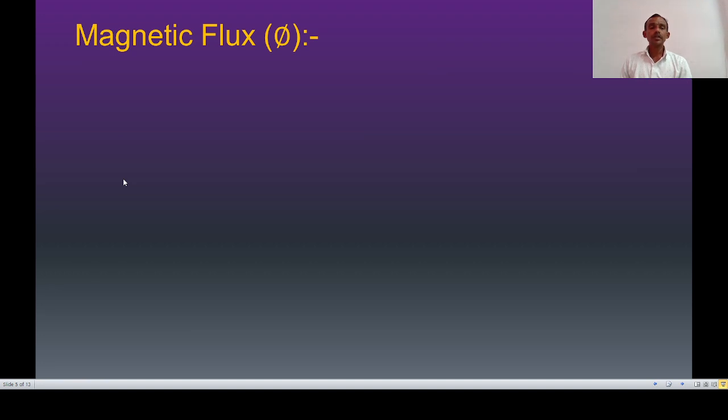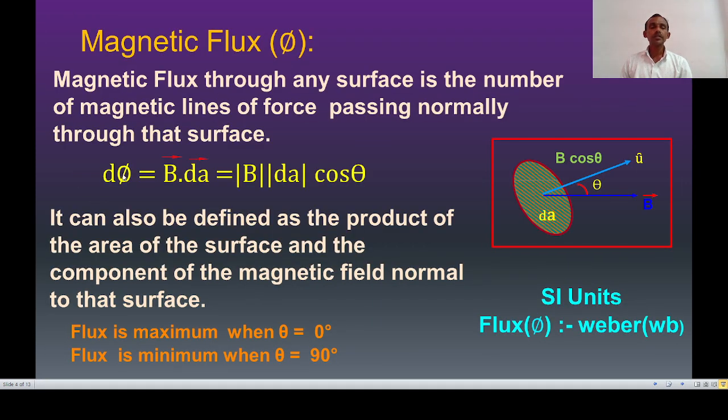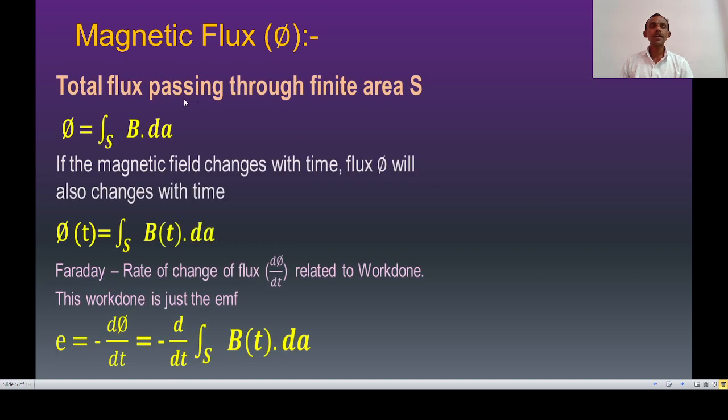Now this d phi is the magnetic flux related to the small surface area. Now we have to integrate, or generalize, for the surface area S. Therefore, the total flux passing through this finite area S can be written as phi is equal to the integral over S of B bar dot dA bar, where phi is the total flux passing through the total surface area S.